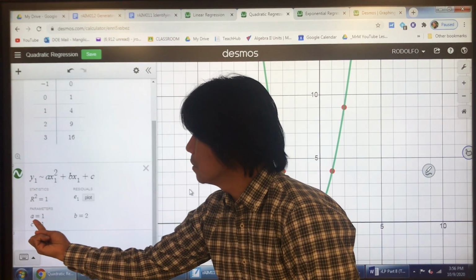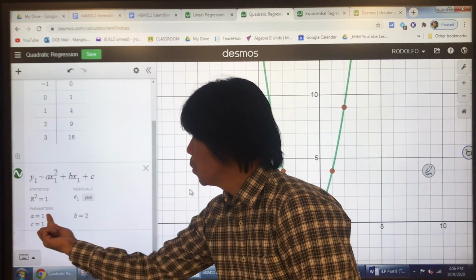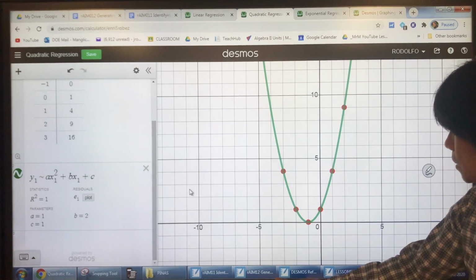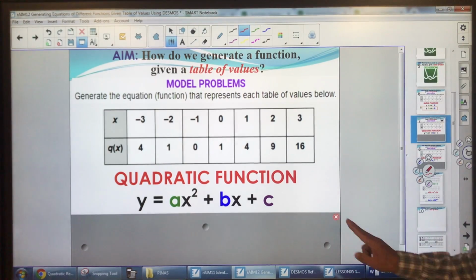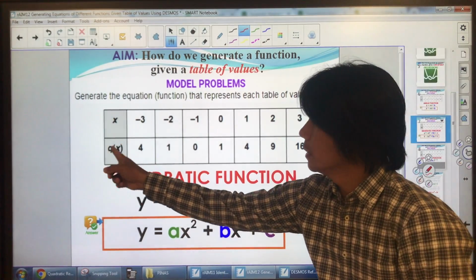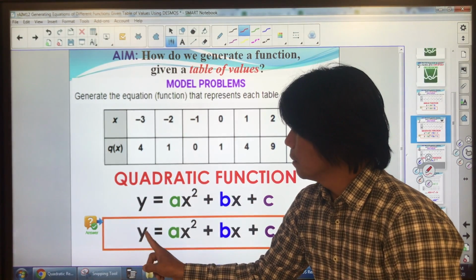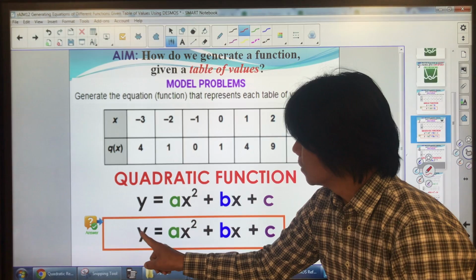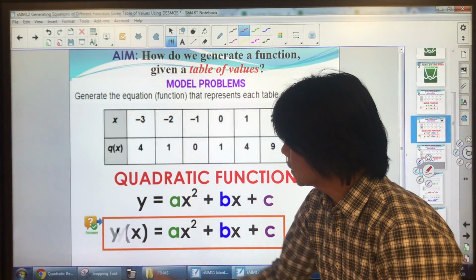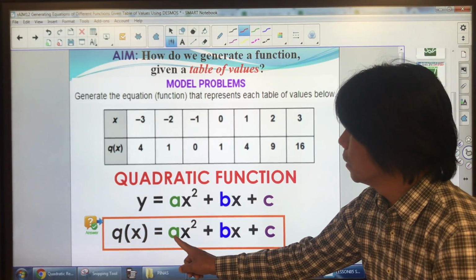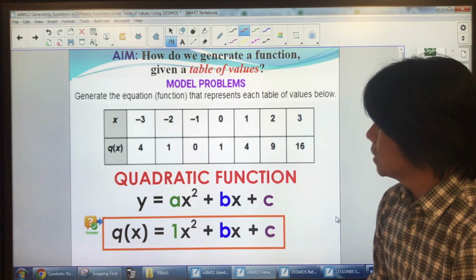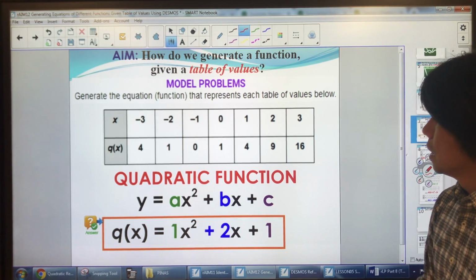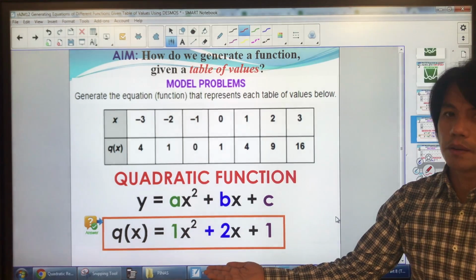Now we have the values of A is 1, B is 2, C is 1. Let's go back to our slide. Again, this is Q of X. If you keep Y equals, you will lose a point. So Q of X equals, we know that A is positive 1, B is positive 2, and C is positive 1. There you have it.